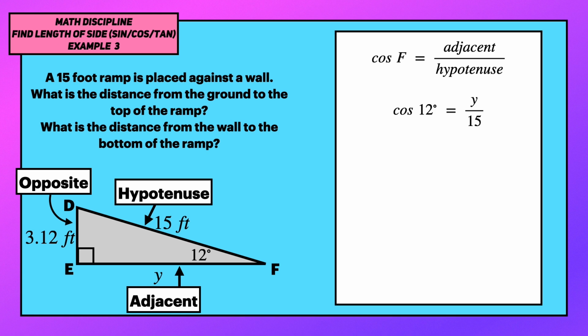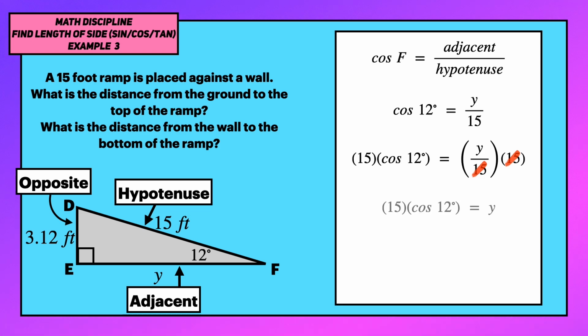In order to isolate the y variable, we will move 15 to the left side of our equation by doing the opposite of dividing by 15, which means we will multiply both sides of our equation by 15. This gives us y equals 15 times the cosine of 12 degrees. Now let's go to our calculators.